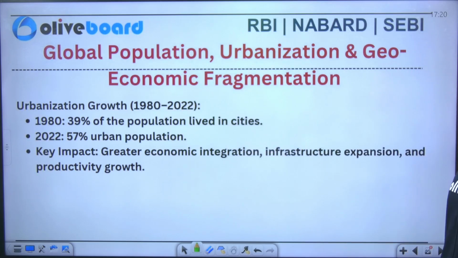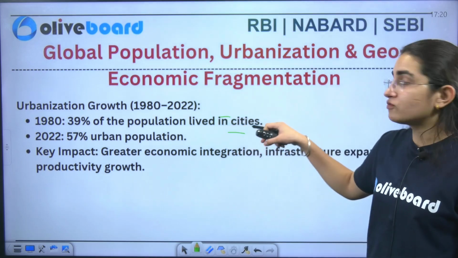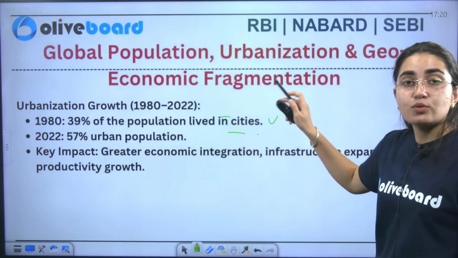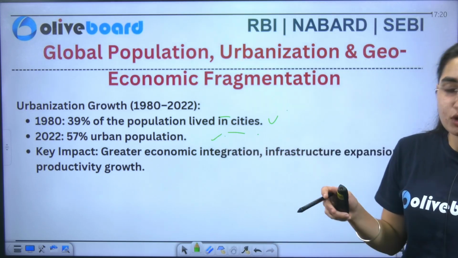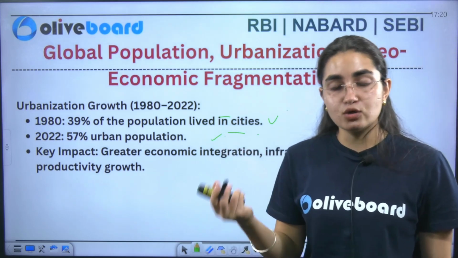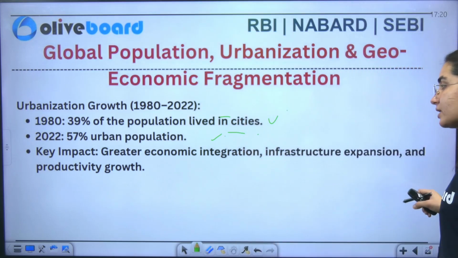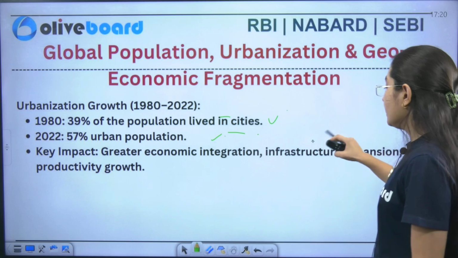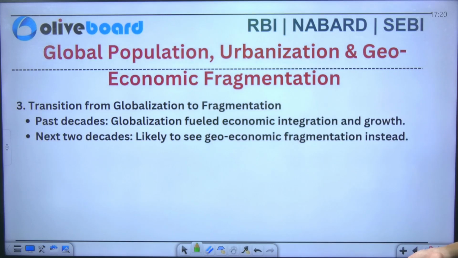Urbanization growth: from 1980 to 2022, what was the situation like? In 1980, 39% of the population lived in cities. By 2022, how did it change? 57% of the population started living in the cities, and urbanization is just increasing over the period of time. Now what is its key impact? Economic integration is increasing, infrastructure expansion is happening, and productivity growth is also increasing over the period of time.